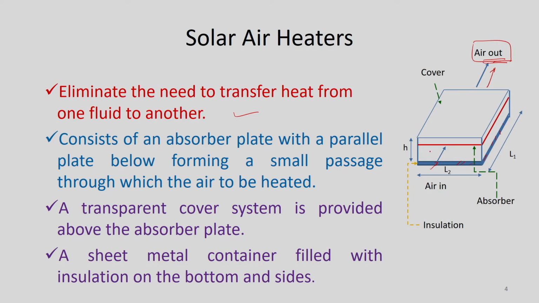And as I have shown, it consists of an absorber plate with a parallel plate below forming a small passage through which the air is to be heated, right. This transparent cover is provided above the absorber plate for transmitting solar radiation to it, and then finally we need a sheet metal container with insulation to hold the structure, right.